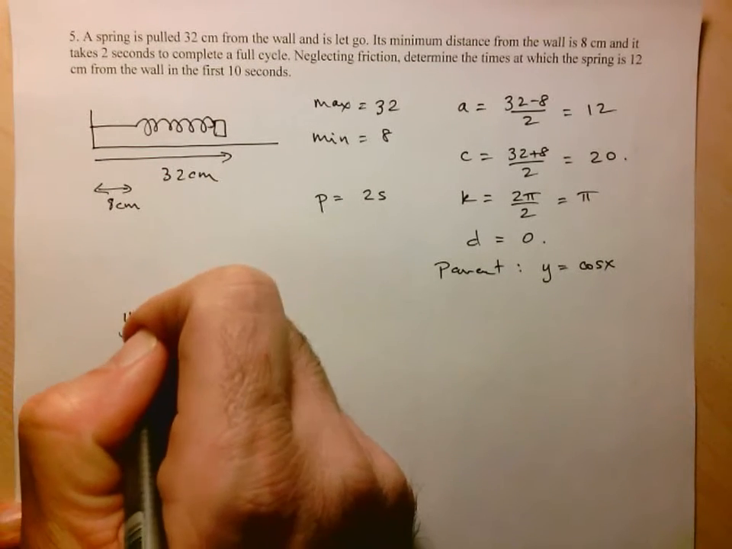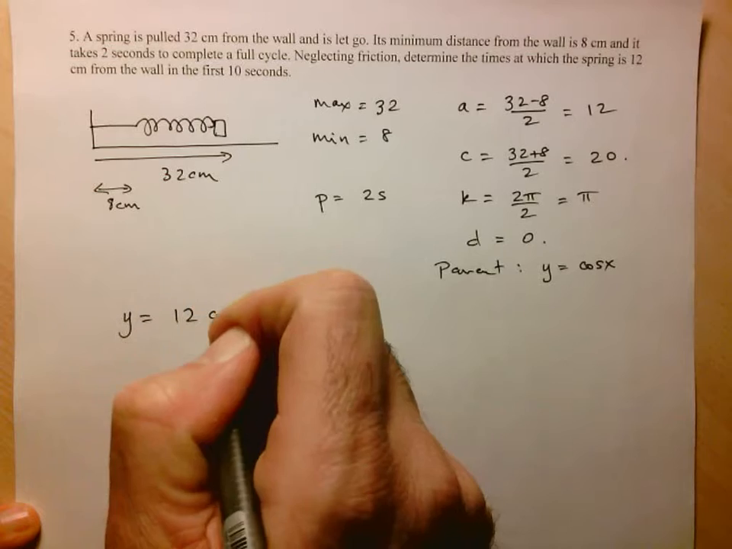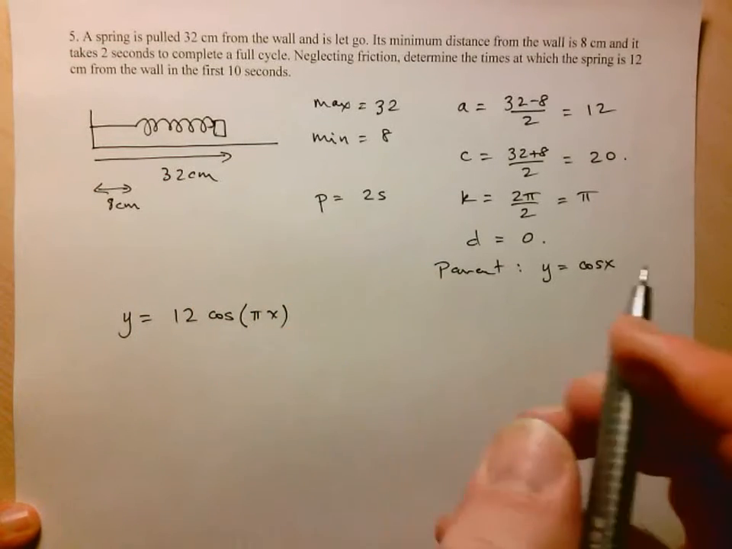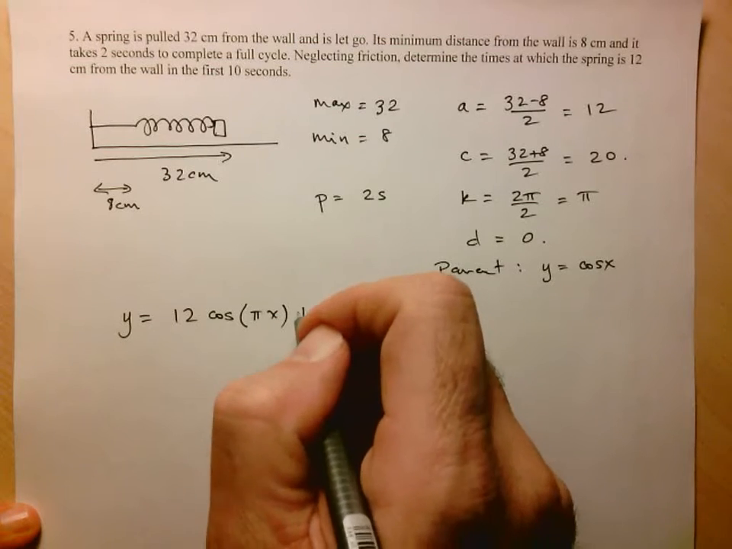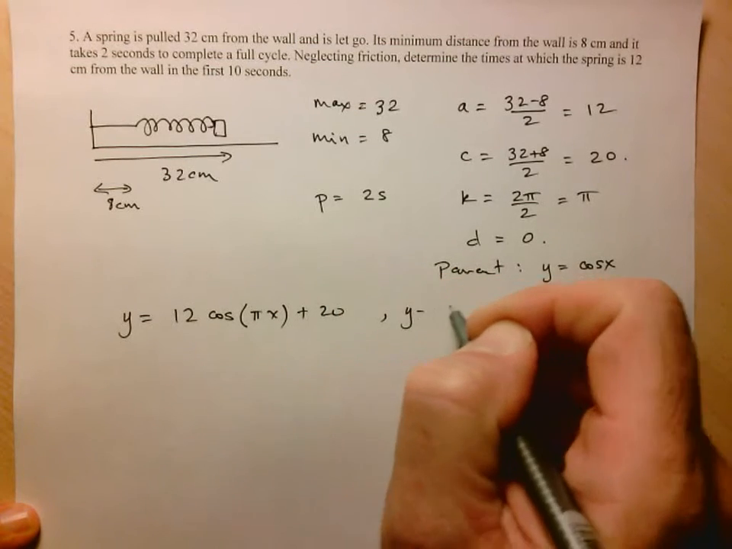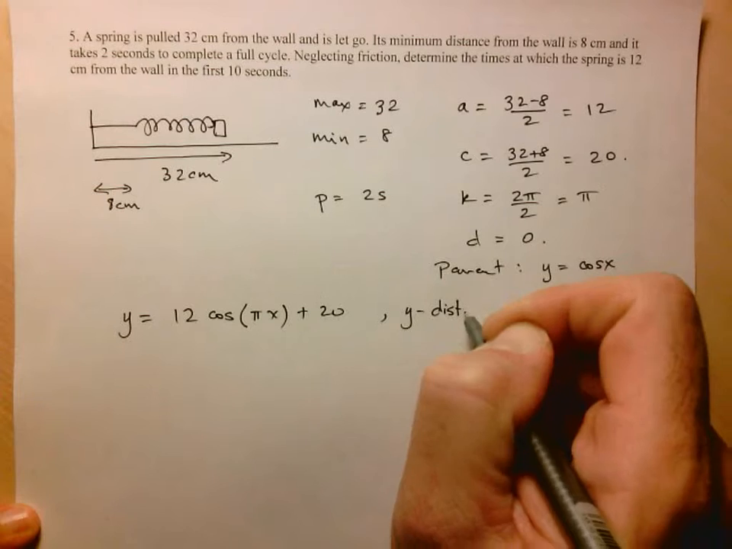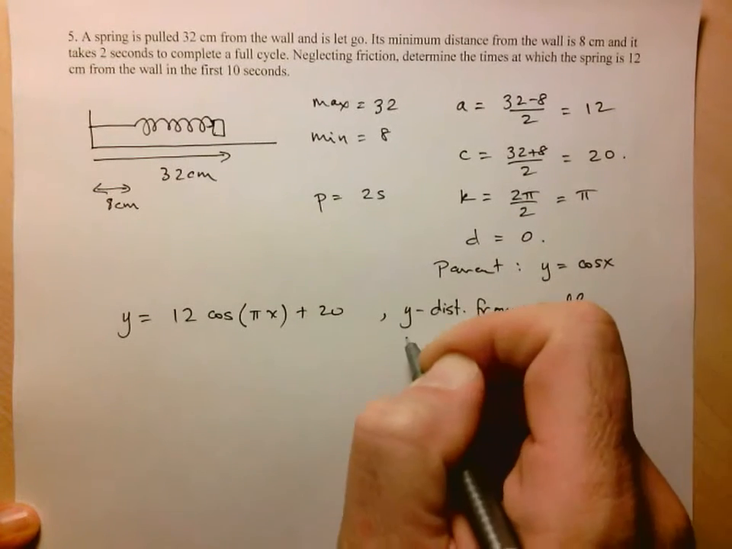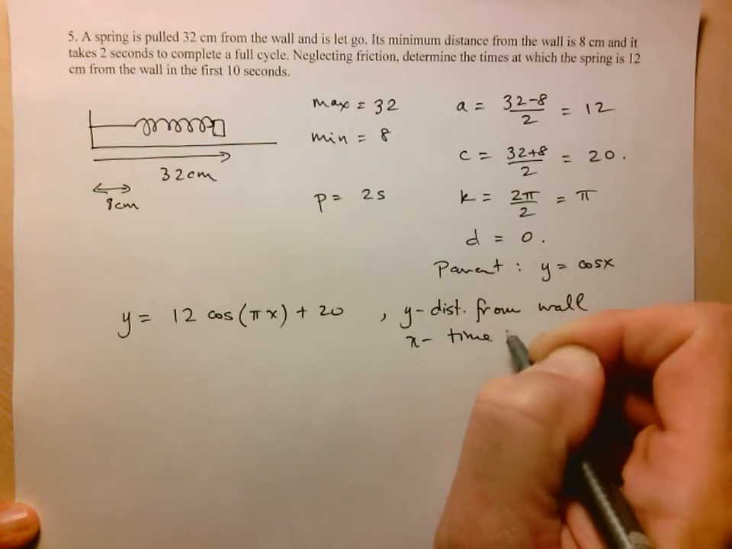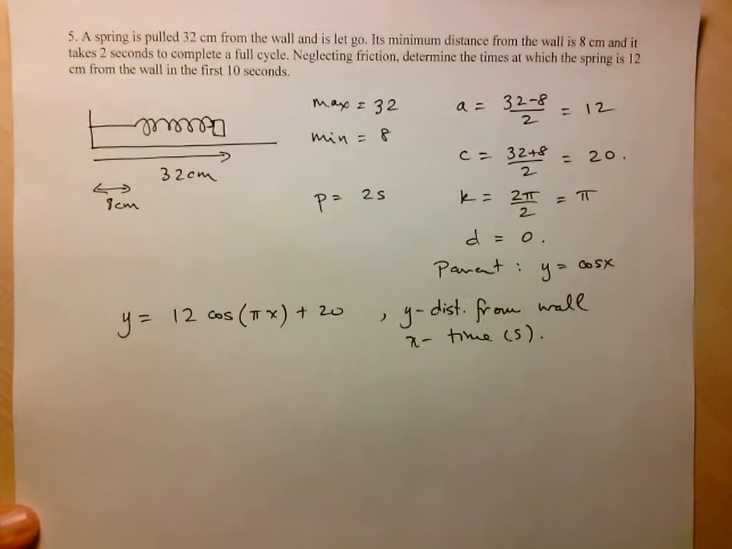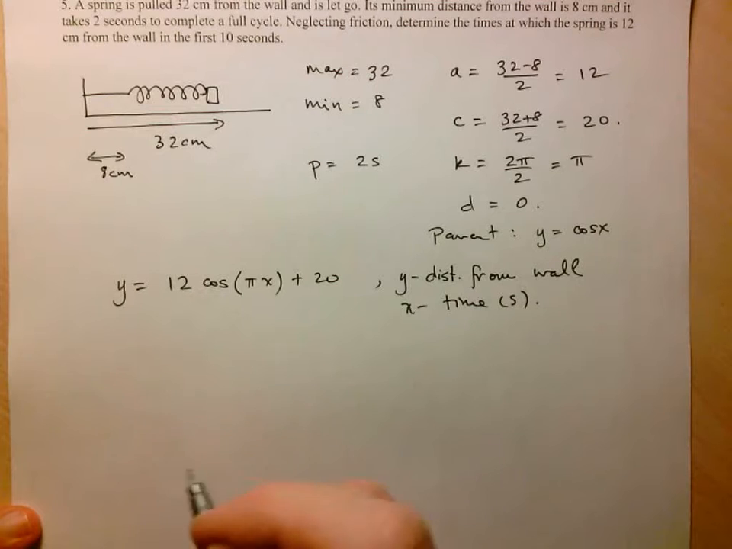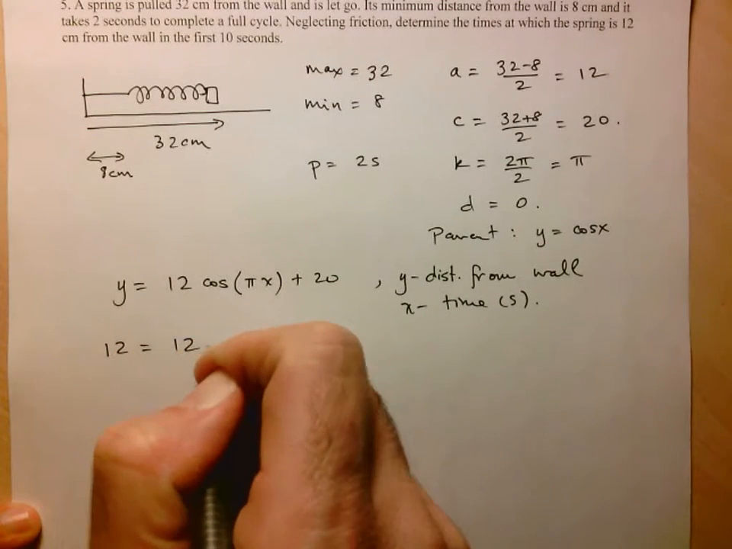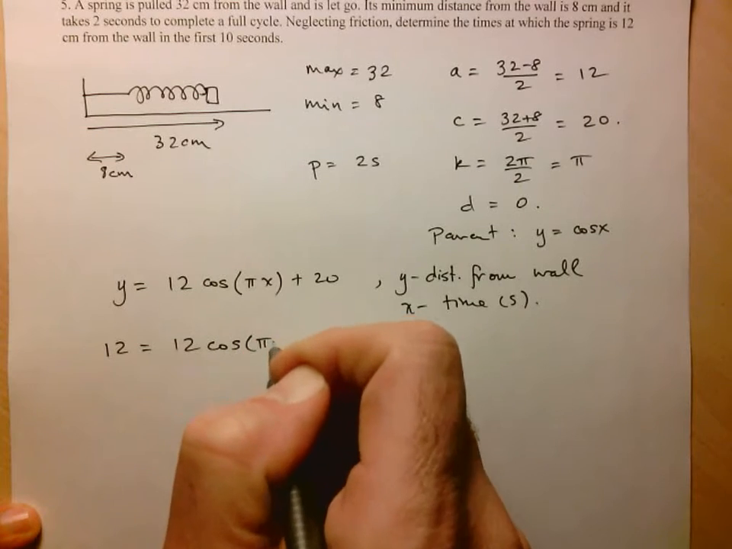So we've got that y is equal to 12 times cosine of pi x, plus 20, where y is the distance from the wall and x is the time in seconds. Now what they want to know is when this distance is 12. So I'm just going to replace my y value by 12, and now we're going to solve this equation.